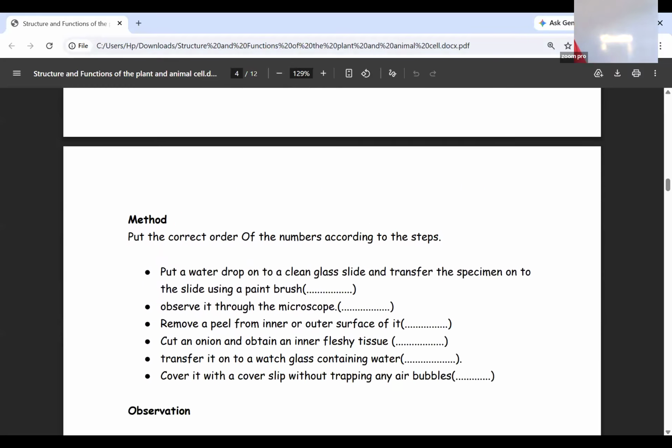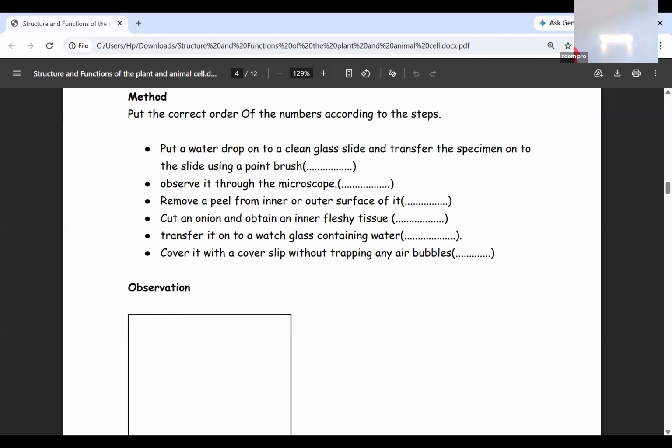Method, right? Here also you have to put the numbers according to the order. Put the correct order of the numbers according to the steps. Now just go through and complete it by yourself, right? Then while doing that, I'll show you the activity. I'll share the activity.